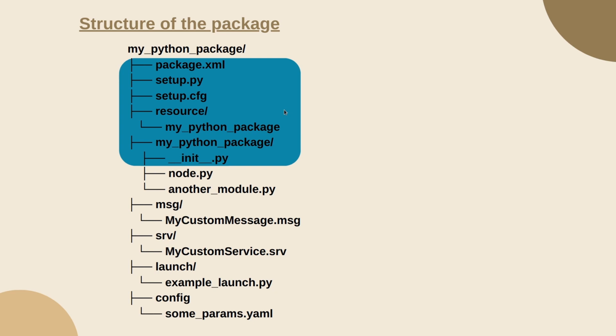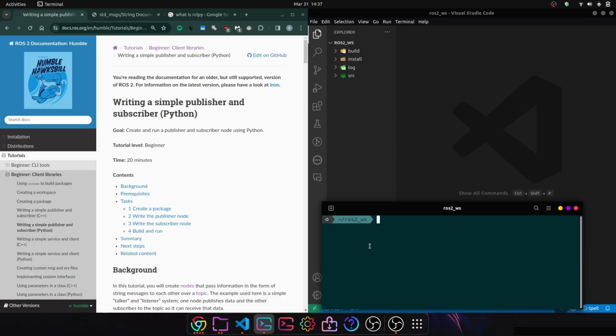So when you have multiple packages, you can still organize them using colcon build. It will build the packages and it will have the executables. Let us create a package now.